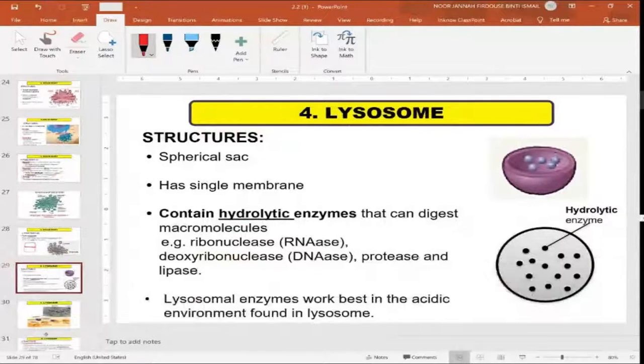Lysosome is a spherical sac, bentuk bulat, has single membrane. Contain hydrolytic enzyme that can digest macromolecule. Example of macromolecule is ribonuclease, enzyme yang akan mencerna ke RNA. RNA, eh? Deoxyribonuclease, DNase ataupun protease, enzyme, lipase, lipid. Ini semua enzyme yang akan digest, eh? yang akan bertindak ke atas substance dia tersebut.